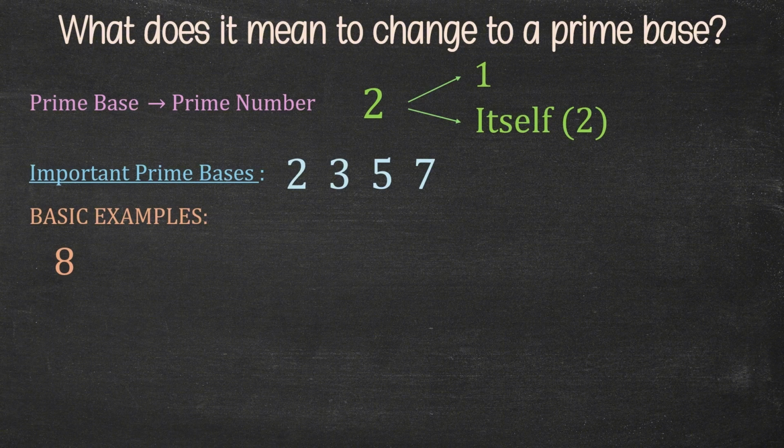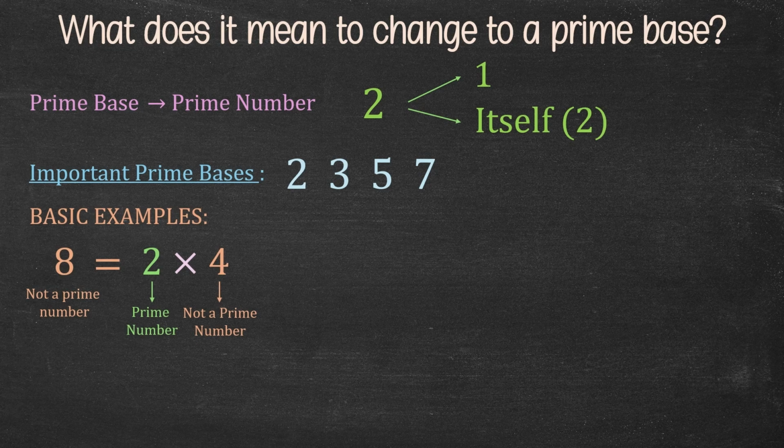Here we have 8. 8 is not a prime number because it has more than two factors. So, if we want to change 8 to a prime base, we need to break 8 down into the prime numbers that multiply together to make 8. In other words, we want to find the prime factors of 8. We start by asking which two numbers can multiply together to give us 8. That is 2 times 4 or 4 times 2, it doesn't matter. Have a look: 2 is a prime number, but 4 is not. Remember, we need to find all the prime numbers that multiply together to make up 8.